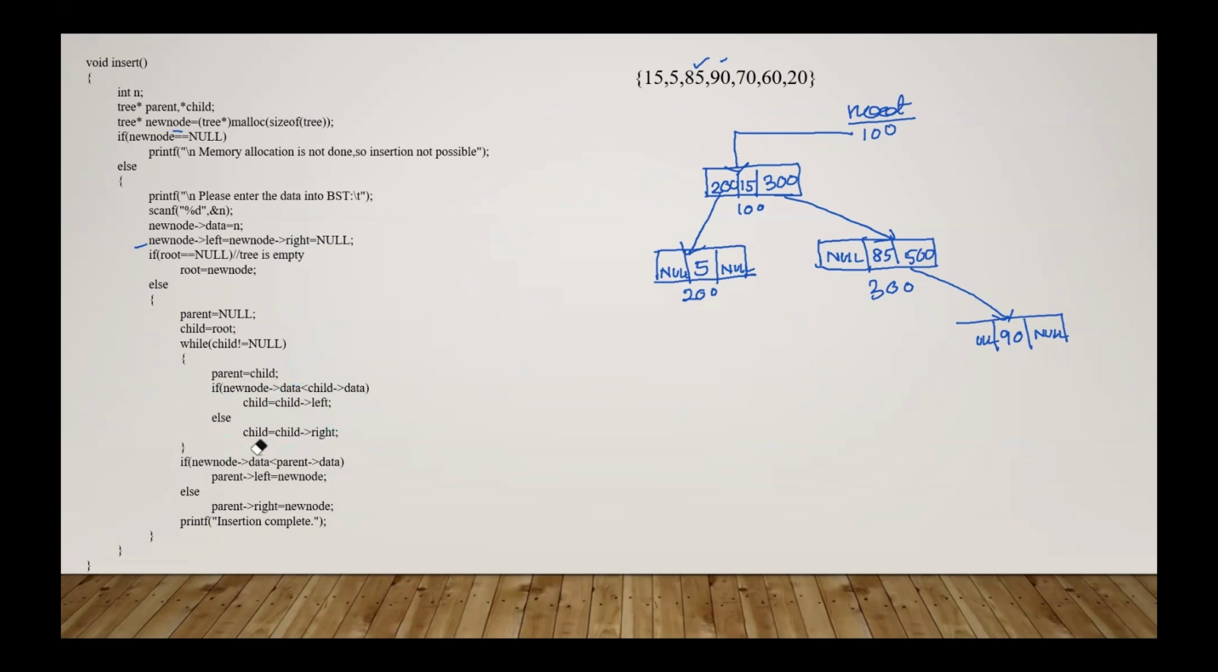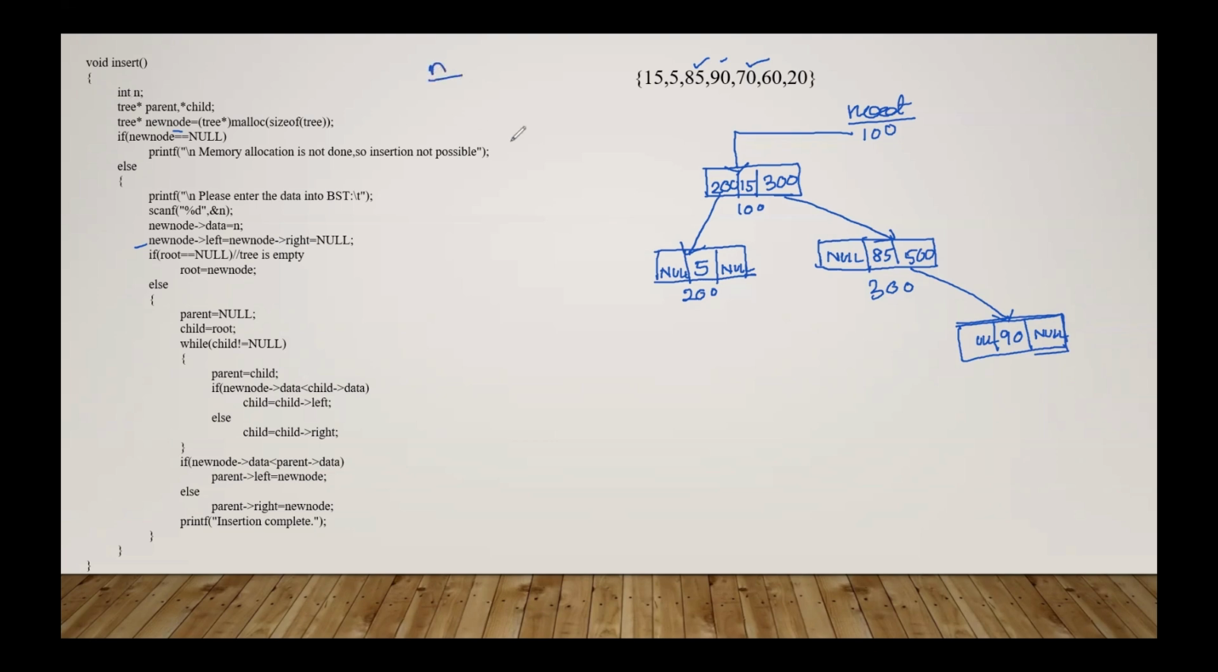There is another method also present, that is the recursive method. This is the non-recursive method. Actually, first we have to understand the non-recursive one, then it is easy to understand the recursive method to create the binary search tree. Next value is 70, so void insert.